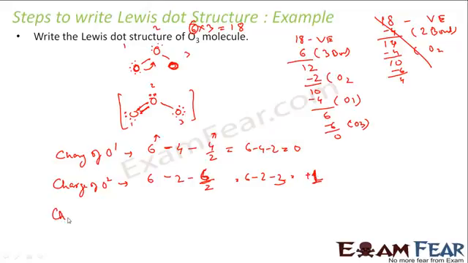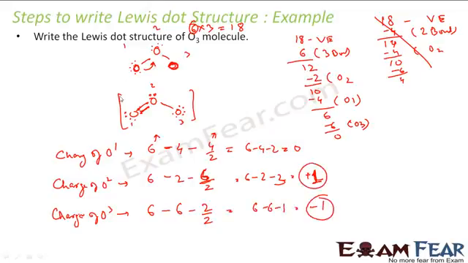So let's talk about the charge for oxygen third. 6 is the number of electrons in the valence free state of oxygen. Minus 1, 2, 3, 4, 5, 6 lone electrons it has. Minus 2 it has got from the shared pair, but the contribution it will have is half only. So this becomes 6 minus 6 minus 1, that is minus 1. So this atom has 0 charge, this guy has plus 1 charge, and this guy has minus 1 charge. Overall charge is neutral, but the atoms have formal charge.